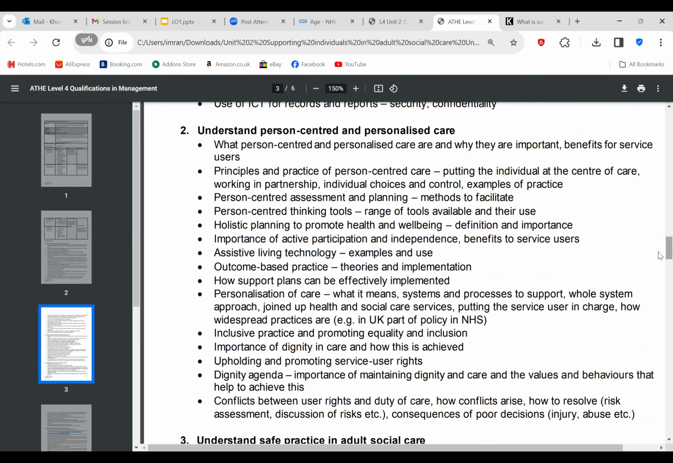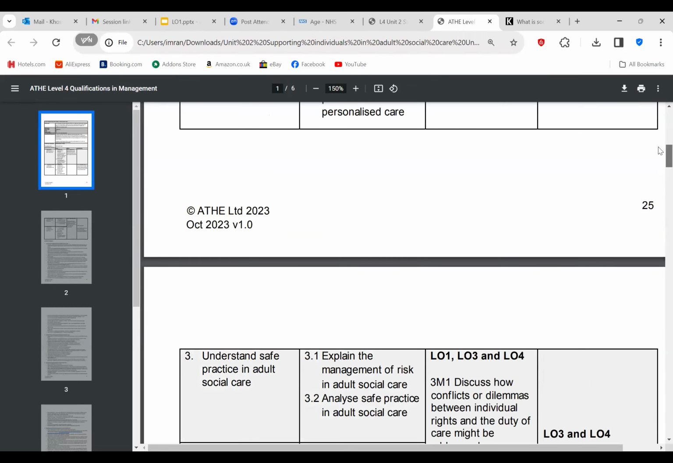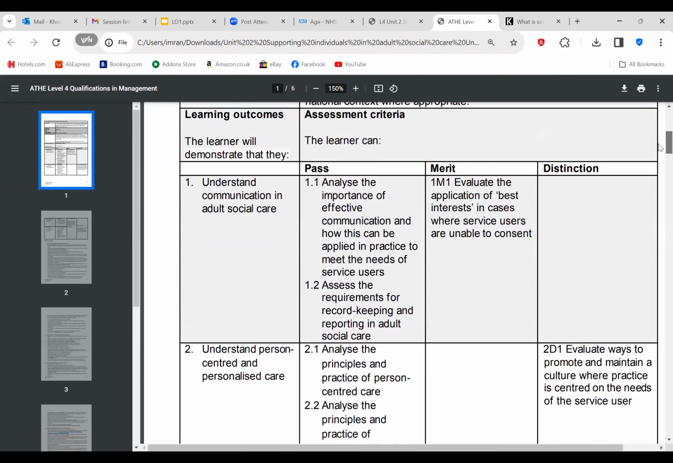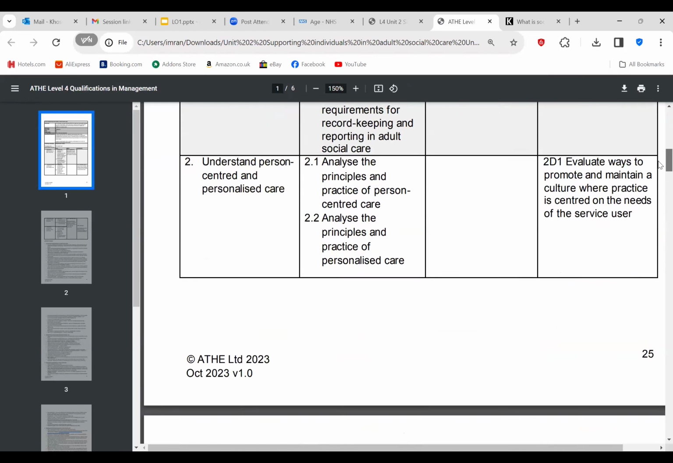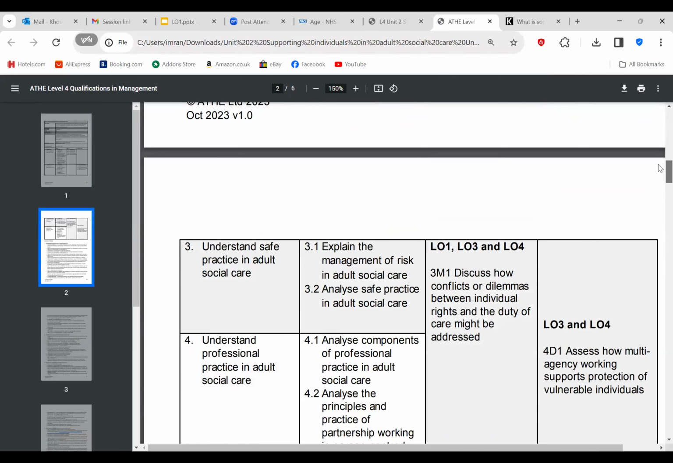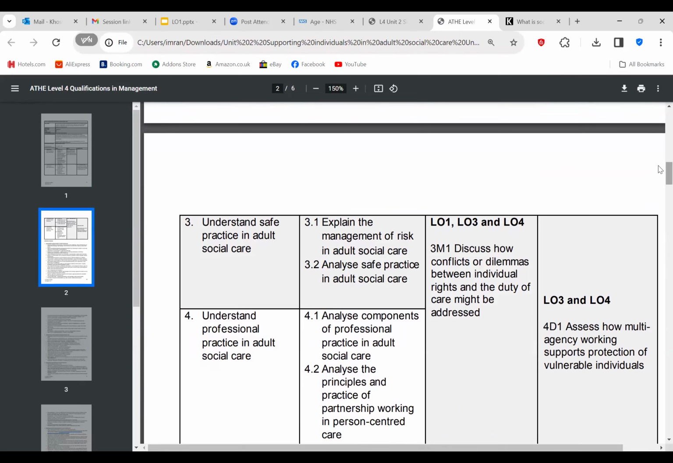I've just given you a few hints on what to look at while following your objectives for your session and your assessments, and they would be these four: understanding communication, understanding person-centered and personalized care, understanding safe practice in adult social care, and understanding professional practice in adult social care. I hope that's clear. If it's not, it will get clearer once we delve into it.